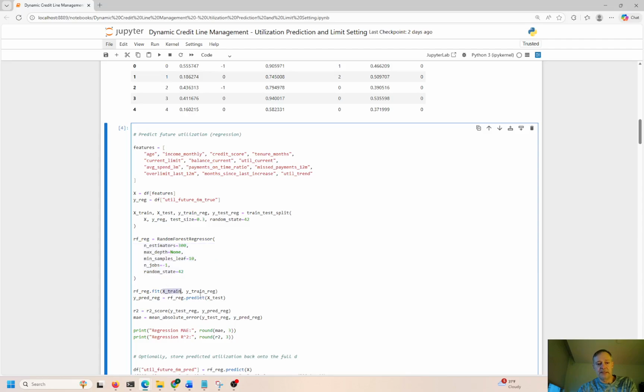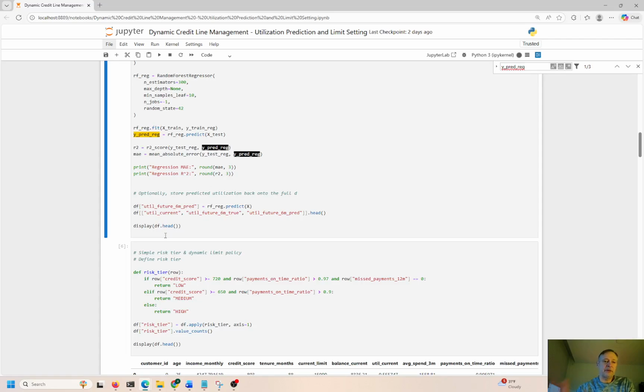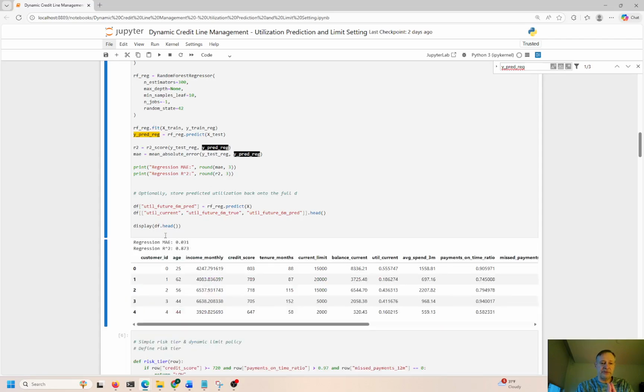We're going to train the regressor here with ytrain, regressor, and xtrain. Fit the model and use this to make predictions. Y predict regression goes down here. So we have the R squared and the MAE. This is the mean average error. So if I run this, ideally we want to see a higher R squared, close to 1.0 would be great. Has to be at least 0.7 or higher to continue with the analysis. I see 0.87 here, so it's pretty good.